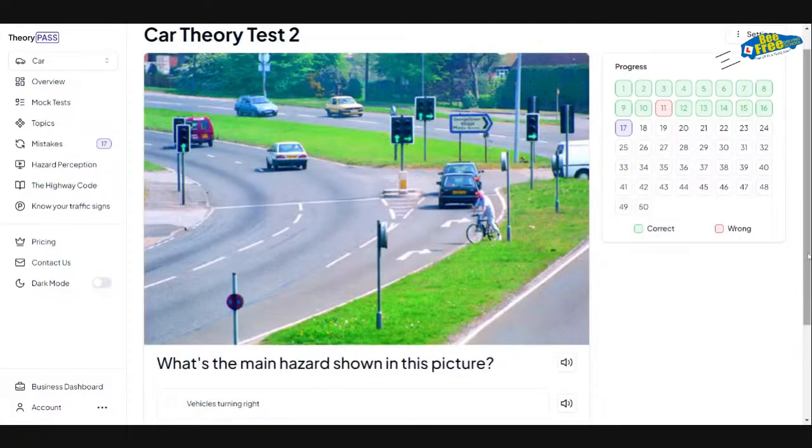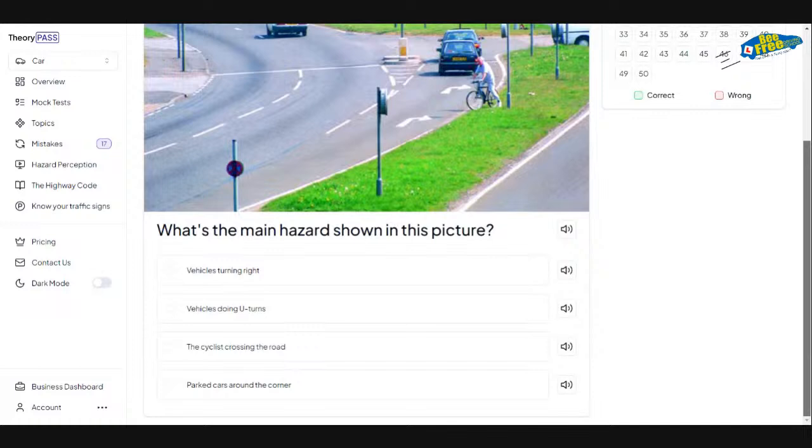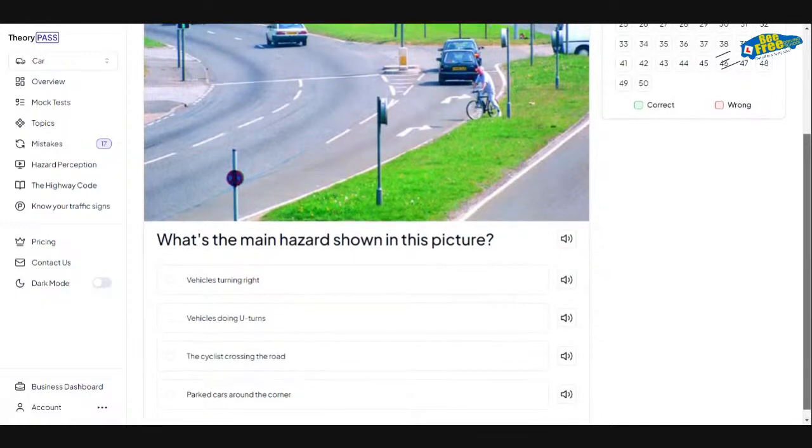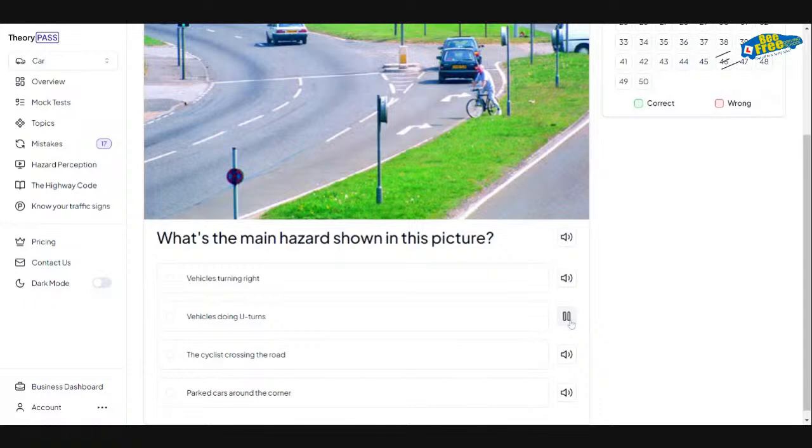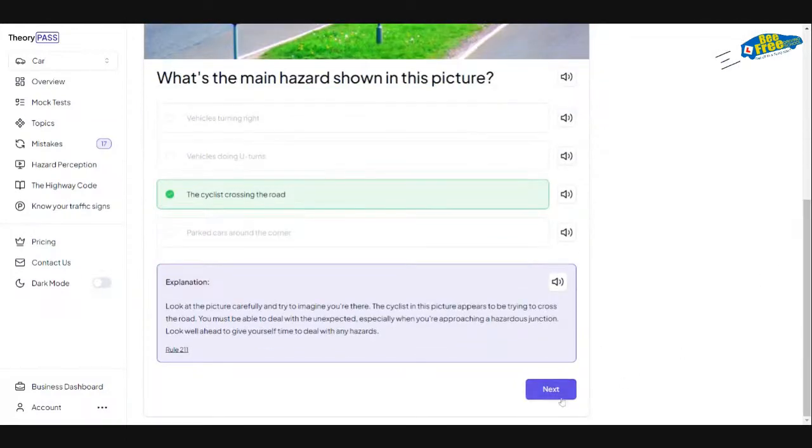Oh, got a picture to look at. What are the main hazards shown in this picture? Okay. So the main hazard that I can see without even looking at the answers is that bicycle. That's what I see as a hazard. It looks like he's about to cycle. So let's have a look at the options: vehicles turning right, vehicles doing U-turns, the cyclist crossing the road, parked cars around the corner. Yeah, it's got to be the cyclist crossing the road. That's right.